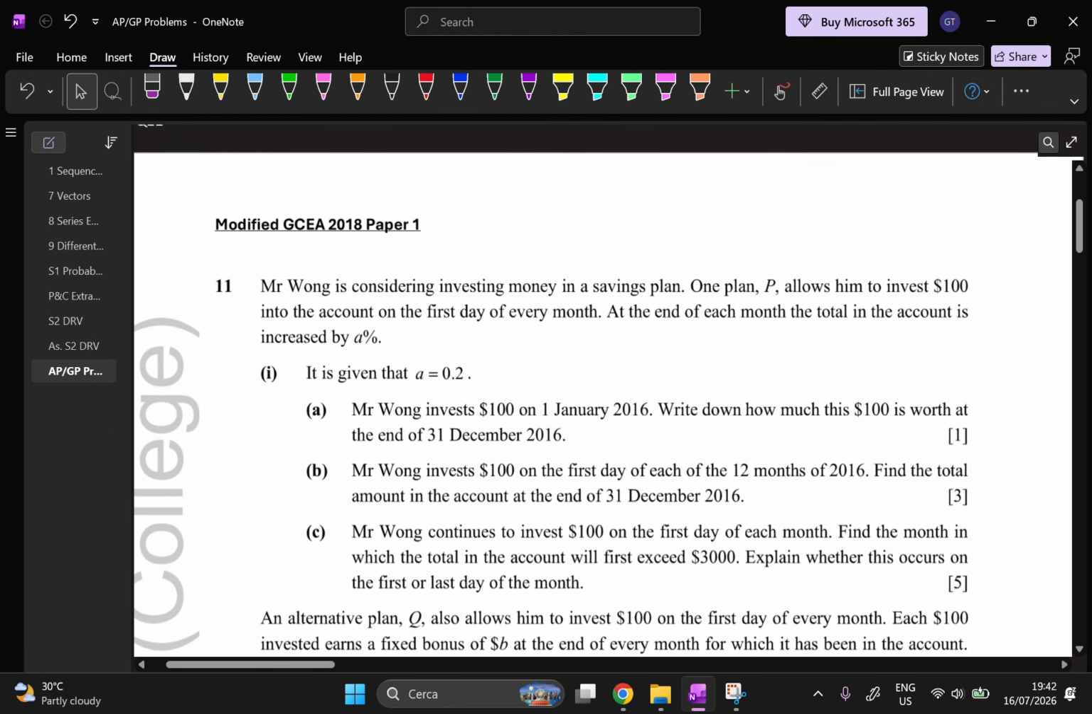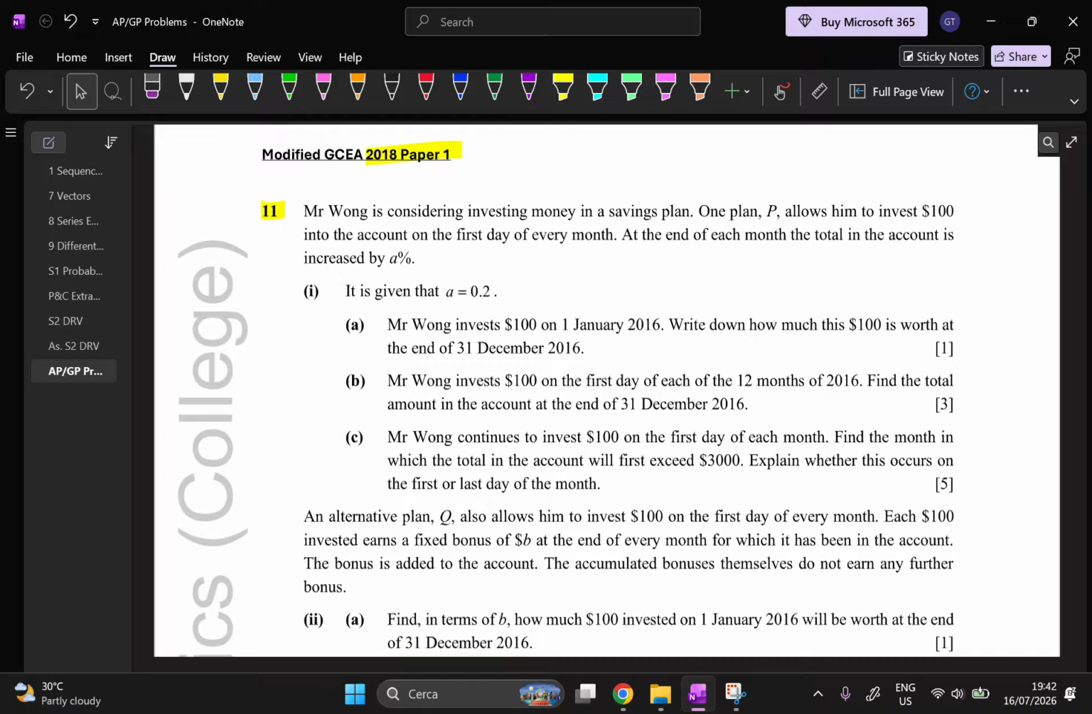I realized that the thing about APGP problems involving things like finance and savings is that they confuse a lot of students, including myself. Because normally for APGP application problems, it's quite straightforward. You are very much able to see where the AP is supposed to be brought in, where the GP is supposed to be brought in, and then you can apply the formula.